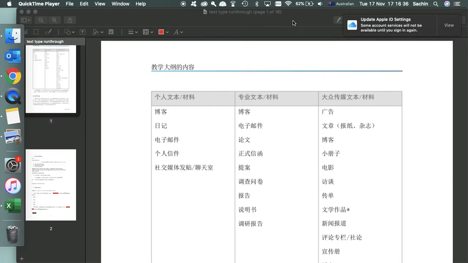Hey guys, so today I'm going to be going over how you can snipe the six marks for text type in your Chinese paper one for both SL and HL.